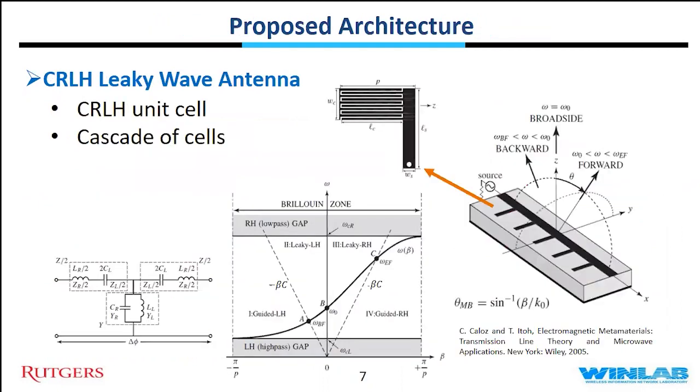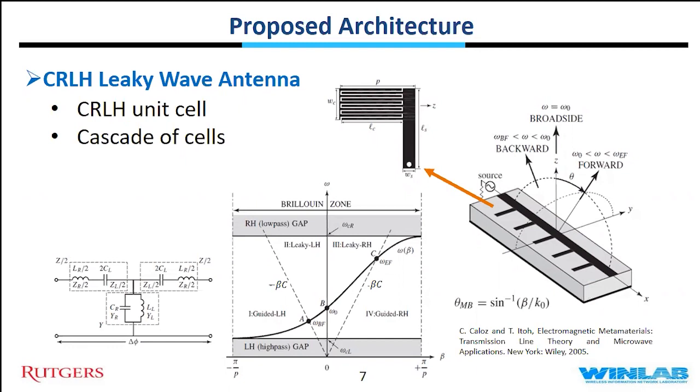So a composite right-left-handed leaky wave antenna is formed by cascading several CRLH unit cells. The left figure shows the circuit model of a CRLH unit cell, and it can be realized through using an interdigital capacitor and a shunt stub in microstrip implementation, as can be seen here. And this figure shows the dispersion diagram of one CRLH unit cell.